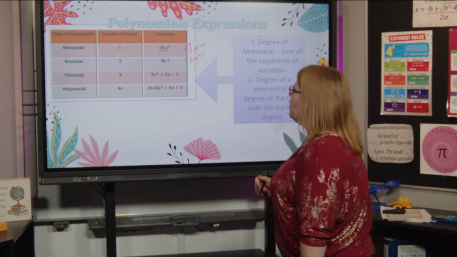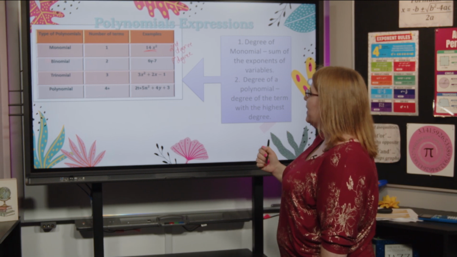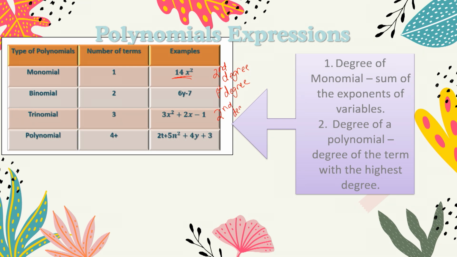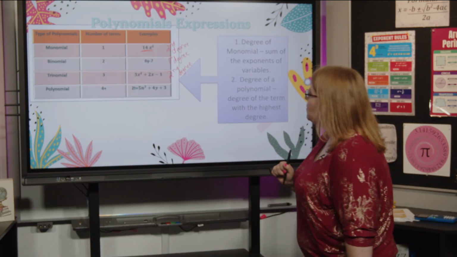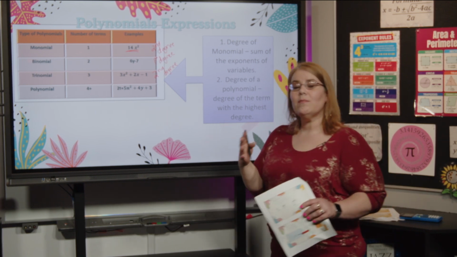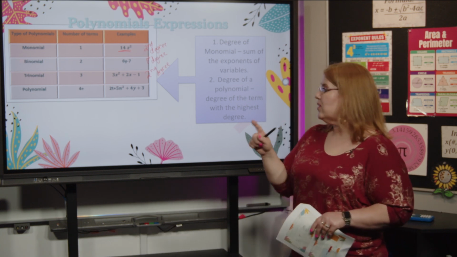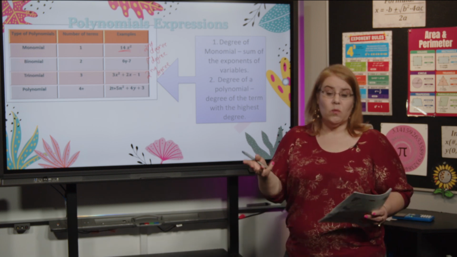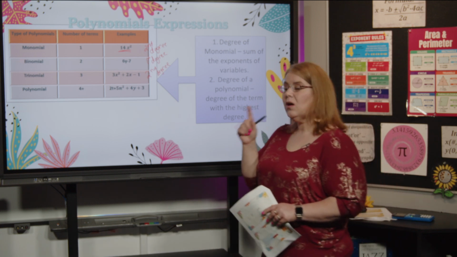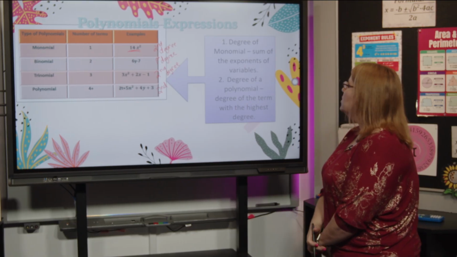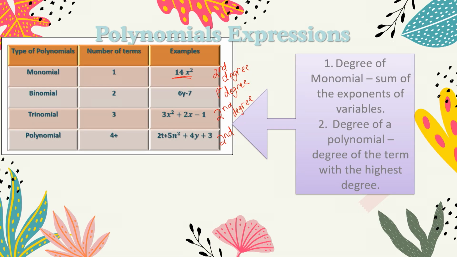All right, trinomial. 3x squared plus 2x minus 1. That would be the what? The second degree. So now look at this bottom one. I have multiple variables, but I'm looking for the highest to find the degree when I have multiple variables and multiple exponents. Even though we don't see them, the ones are still there. So what's the highest exponent? It's a 2. So that would be the second degree. And that leads us into number 2, degree of a polynomial: the degree of the term with the highest degree or the highest exponent. So we looked at that.